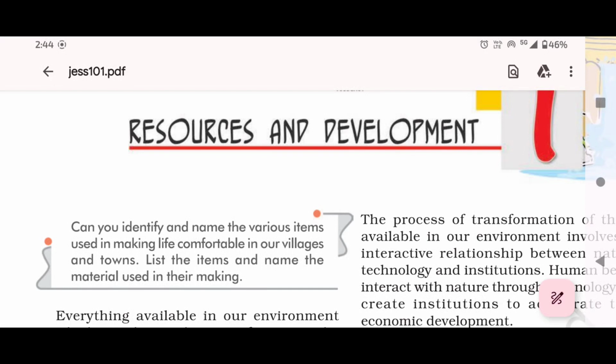Today we are going to read Class 10th Standard Geography, Chapter 1, Resources and Development. This video is a summary of this whole chapter. If you are preparing for any teaching exam, this video is very useful for you. The purpose of this video is only for revision. So, without wasting too much time, let's start.